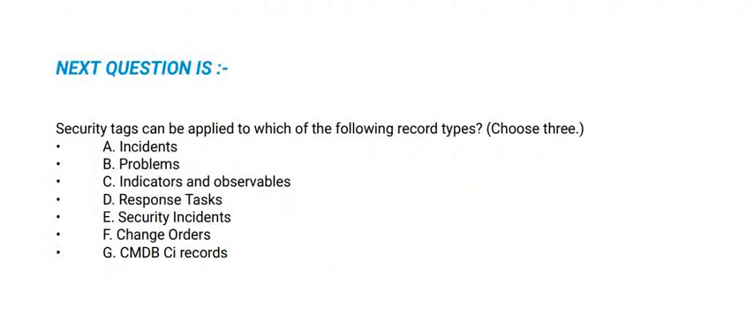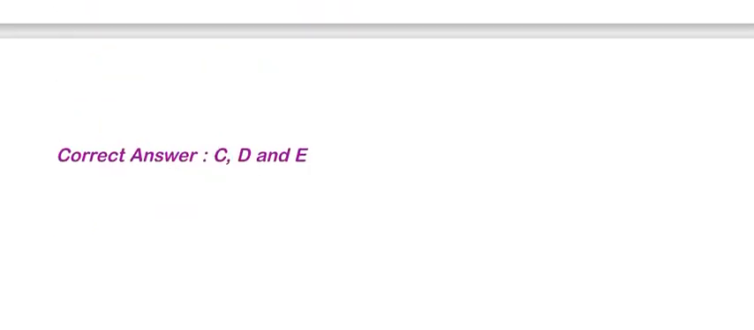Next question is, security tags can be applied to which of the following record types? Option A, incidents. Option B, problems. Option C, indicators and observables. Option D, response task. Option E, security incidents. Option F, change orders. And option G, CMDB CI records. The correct option is option C, D, and E.